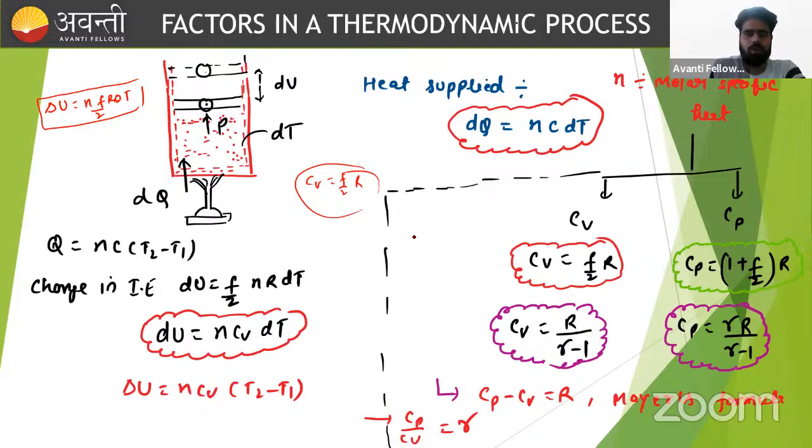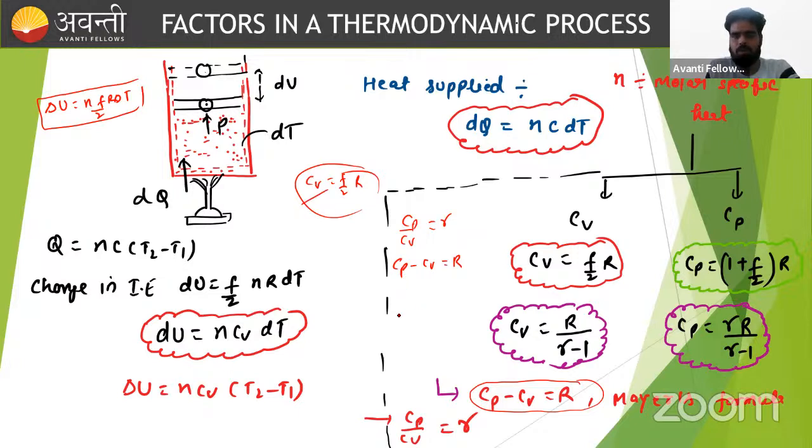Okay, because we know that Mayer's formula is Cp minus Cv equal to R. That is the Mayer's formula. And Cp upon Cv is written as gamma, that is the adiabatic index. If we solve these two equations, put the Cp value as gamma times Cv, then Cv equals R upon gamma minus 1. It is clear. And Cp, that is gamma times Cv, is gamma R upon gamma minus 1.